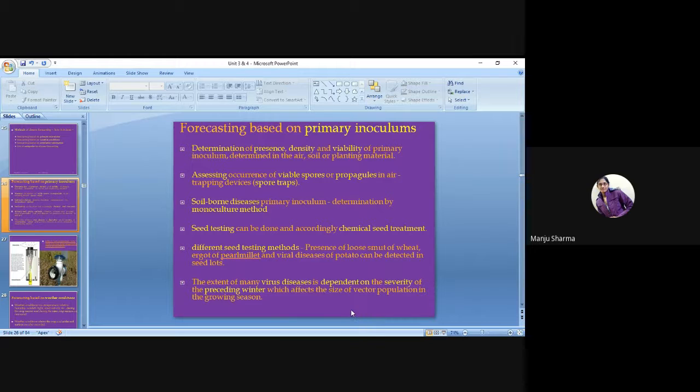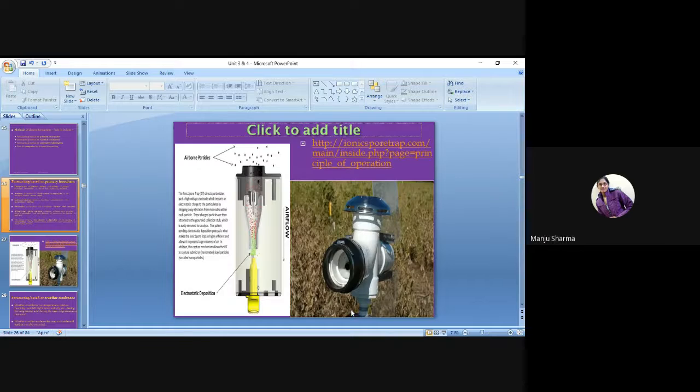The extent of many virus diseases is dependent on the severity of the preceding winter, which affects the size of the vector population in the growing season. So there are the examples.